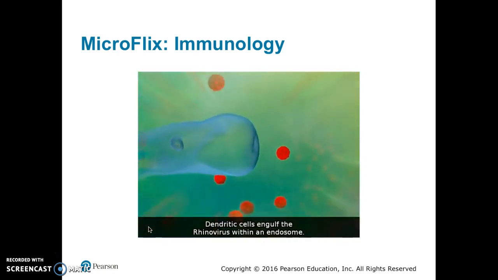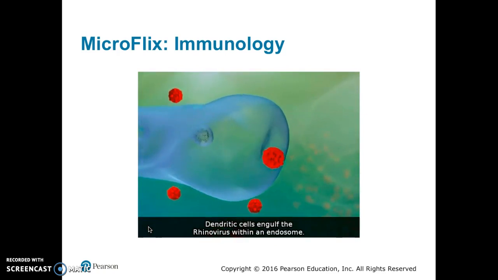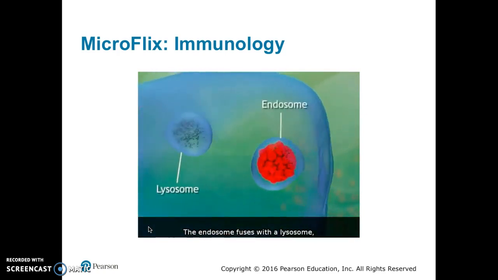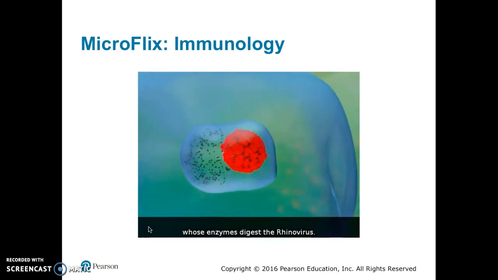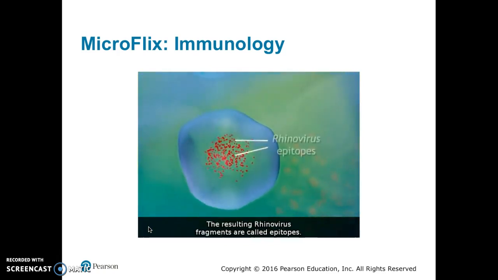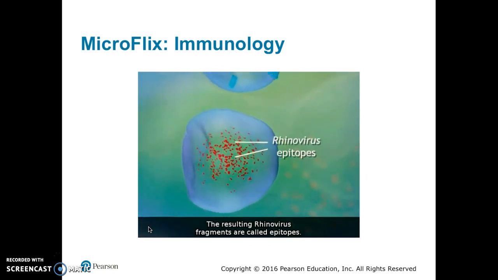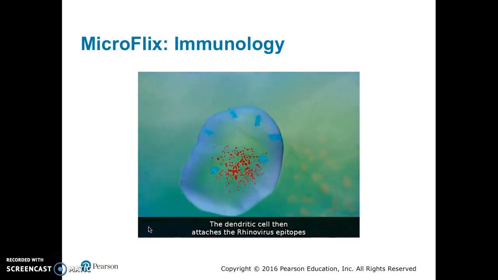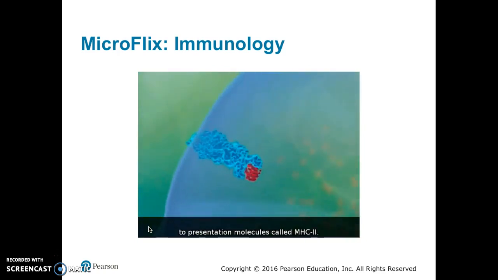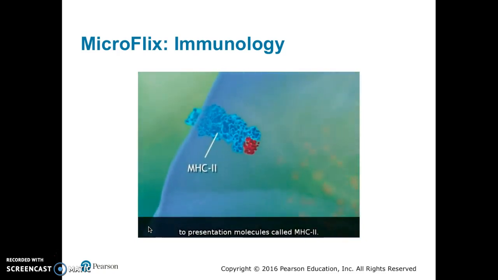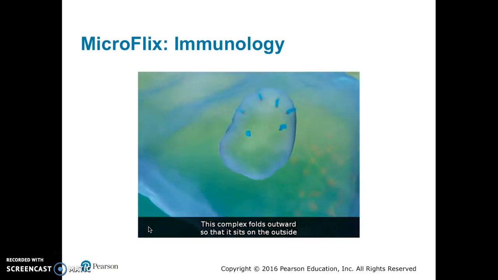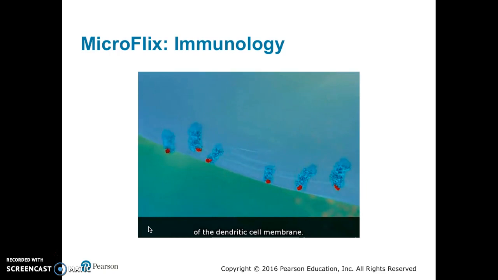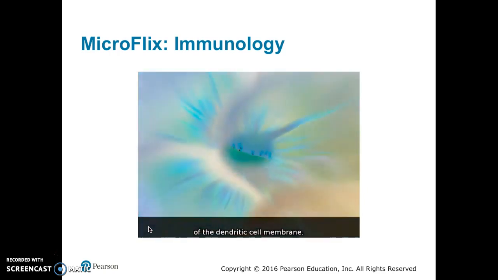Dendritic cells engulf the rhinovirus within an endosome. The endosome fuses with a lysosome, whose enzymes digest the rhinovirus. The resulting rhinovirus fragments are called epitopes. The dendritic cell then attaches the rhinovirus epitopes to presentation molecules called MHC2. This complex folds outward so that it sits on the outside of the dendritic cell membrane.